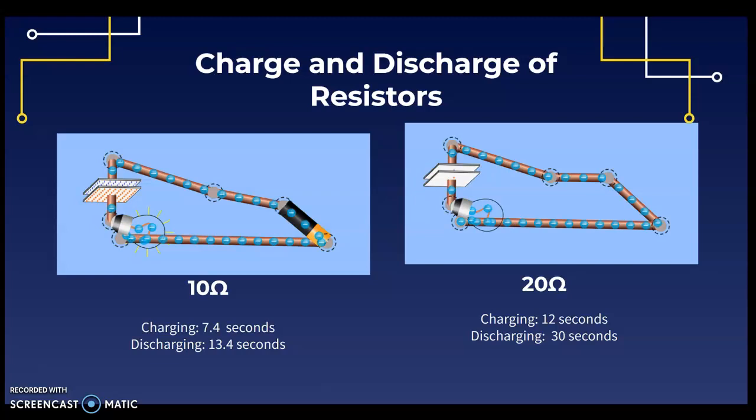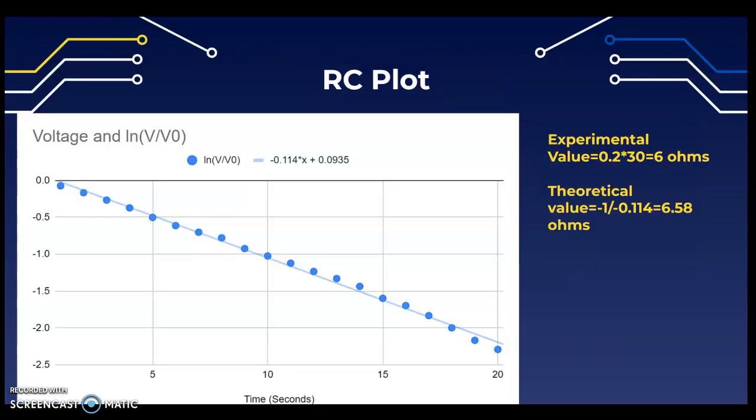For the 20 ohm, the charging time was 12 seconds and the discharging time was 30 seconds. This makes sense as approximately doubling the resistance doubles the discharge and charging time. So here we have a plot of voltage and ln V over V naught. As the charge on the capacitor decreases, the voltage across the capacitor decreases and the current through the bulb decreases.